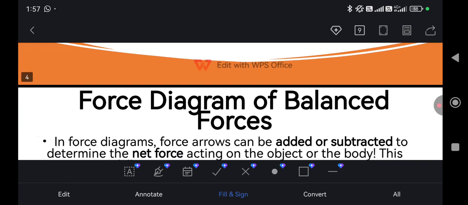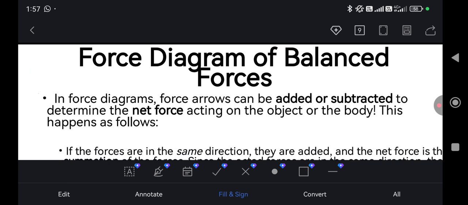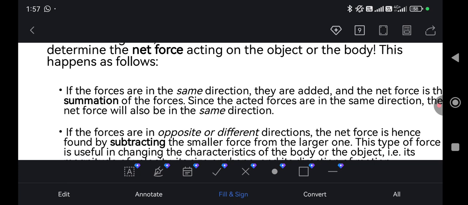Now, the force diagram of balanced forces. In force diagrams, force arrows can be added or subtracted to determine the net force acting on the object or the body. It happens as follows. If the forces are in the same direction, they are added, and the net force is the summation of the forces. Since the acting forces are in the same direction, the net force will also be in the same direction.